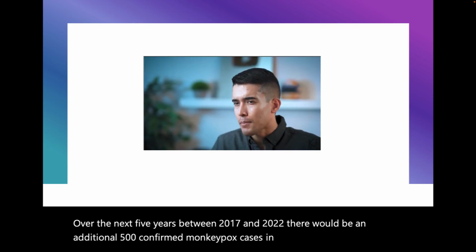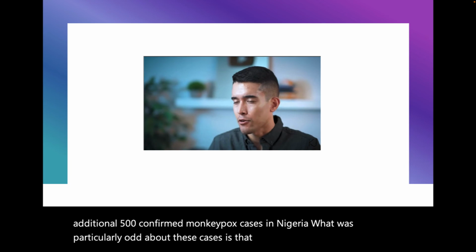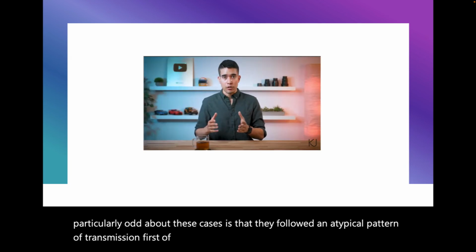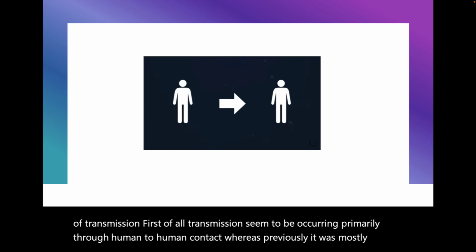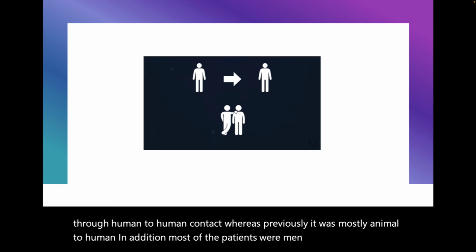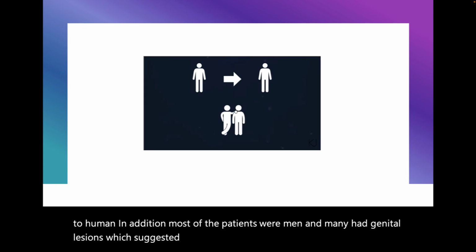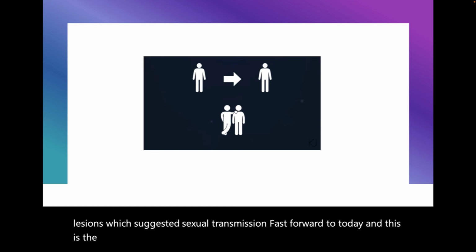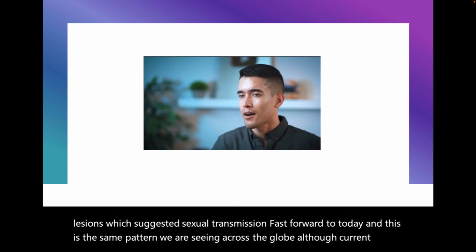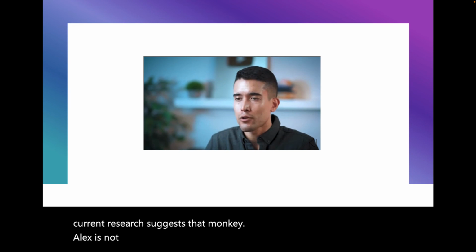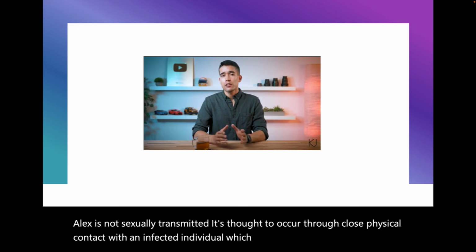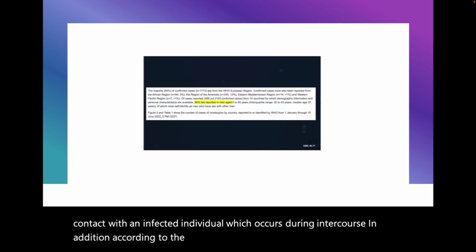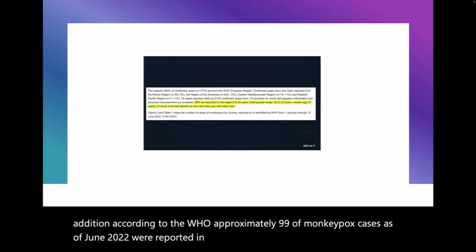What was particularly odd about these cases is that they followed an atypical pattern of transmission. First of all, transmission seemed to be occurring primarily through human-to-human contact, whereas previously it was mostly animal-to-human. In addition, most of the patients were men, and many had genital lesions, which suggested sexual transmission. Fast forward to today, and this is the same pattern we are seeing across the globe. Although current research suggests that monkeypox is not sexually transmitted, it's thought to occur through close physical contact with an infected individual, which occurs during intercourse. In addition, according to the WHO, approximately 99% of monkeypox cases as of June 2022 were reported in men, most of whom self-identified as men who have sex with other men.